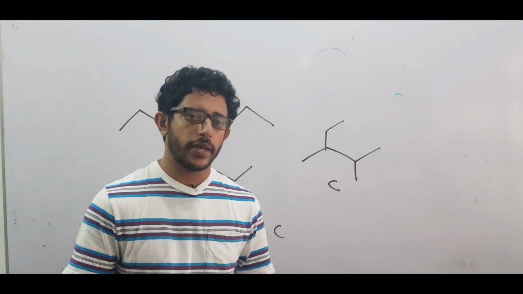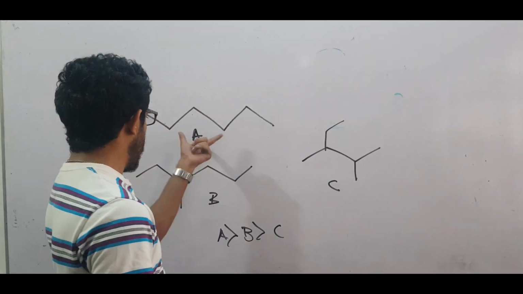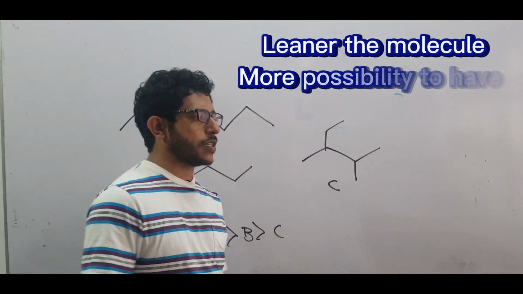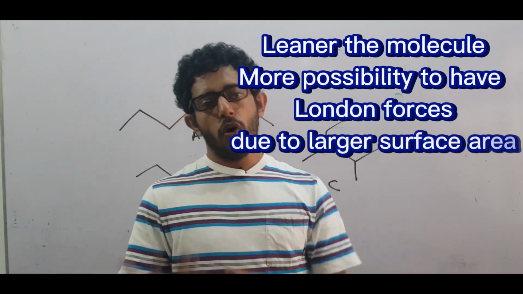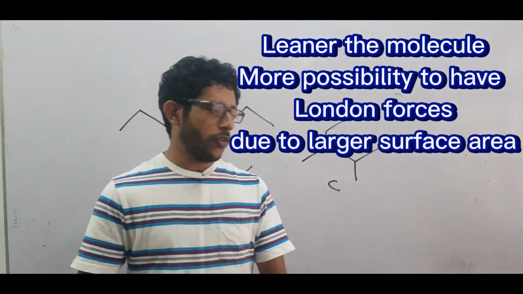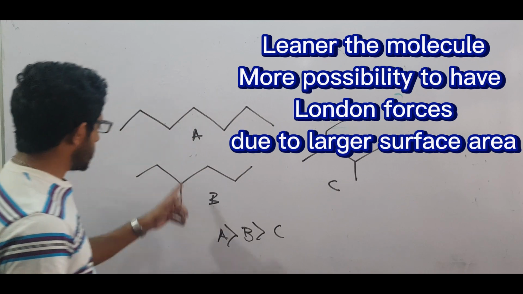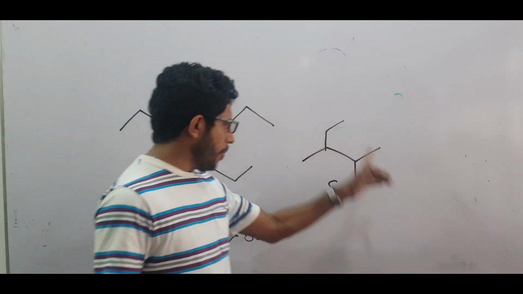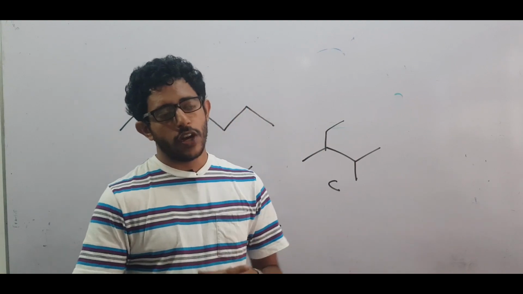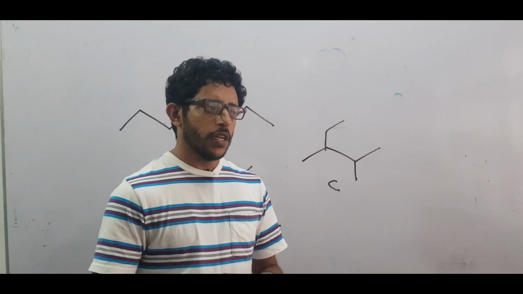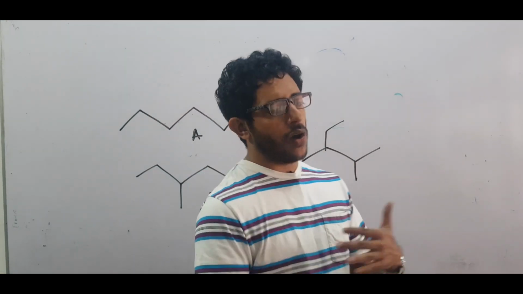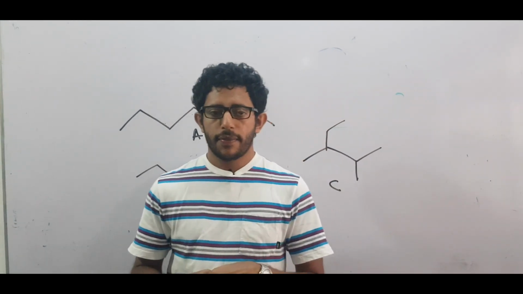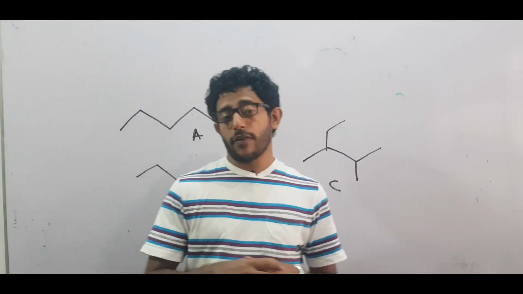Therefore the boiling point decreases, because A is a linear molecule, so it has more surface area and more ability to form London forces. Compared to A, B has a branch, so its ability gets weaker. Compared to B, C has more branches, so it has an even lower boiling point. So that is how we normally explain the boiling point of a molecule.